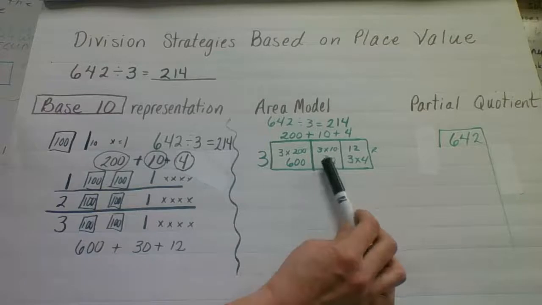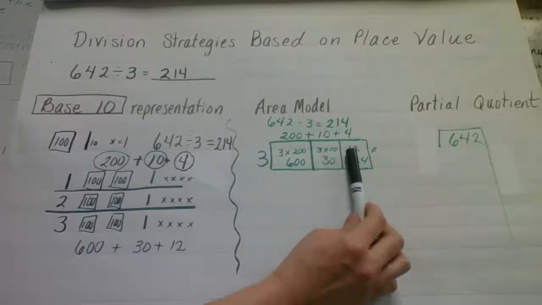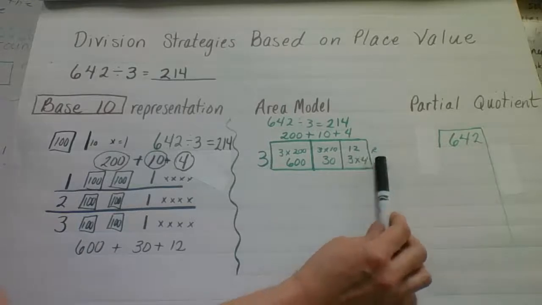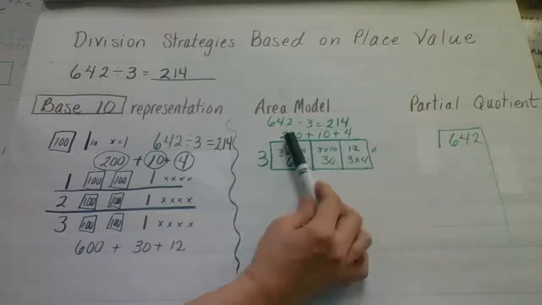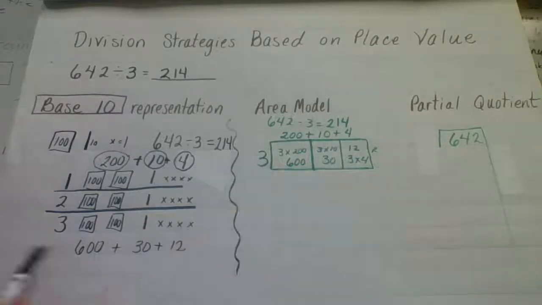So I've used up 630 of my 642. And then I have 12 left. And I know that 12 is 3 times 4. So that means that there's nothing remaining. So each one of my groups is going to have 214. So that's called the area model.